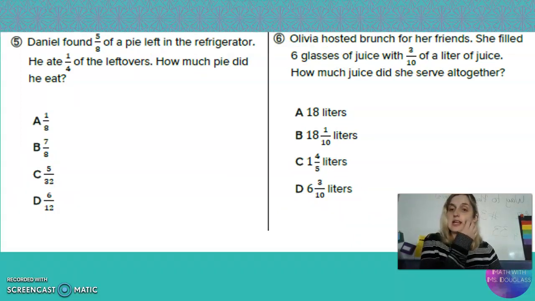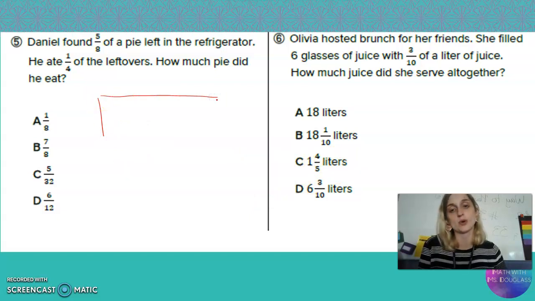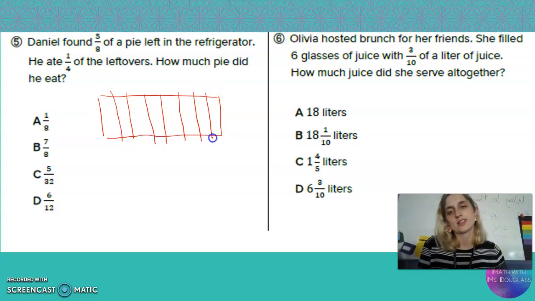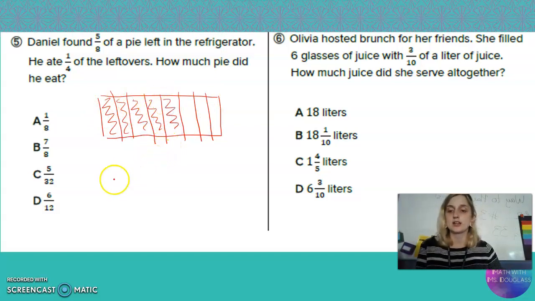Daniel found 5/8 of a pie left in the refrigerator. He ate 1/4 of those leftovers. This one we could draw. It's not the same style since these are both fractions. You could draw, let's see, those are 4/4. Cut them in half again. That's 8/8. 5/8 is looking like that. And then you can cut it into 4/4 again.